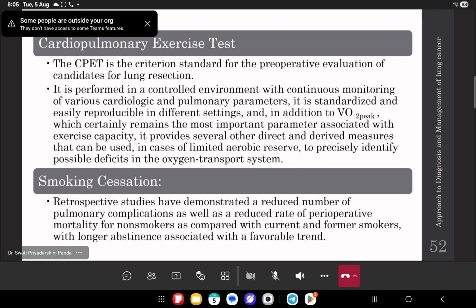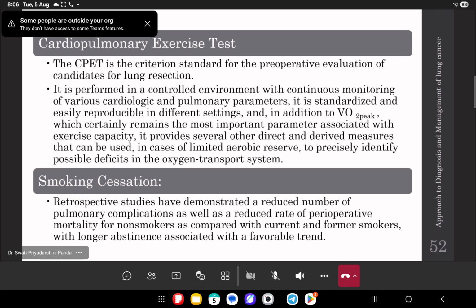Cardiopulmonary exercise test is the criterion standard for the preoperative evaluation of the candidate for lung resection. It is performed in a controlled environment with continuous monitoring of various cardiologic and pulmonary parameters. It is standardized and easily reproducible in different settings. In addition to the maximum volume of oxygen consumption, which certainly remains the most important, it can provide several other direct and derivative measures that can be used in case of limited aerobic reserve to precisely identify possible deficits in the oxygen transport system.